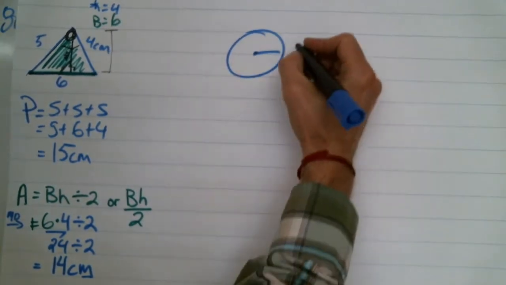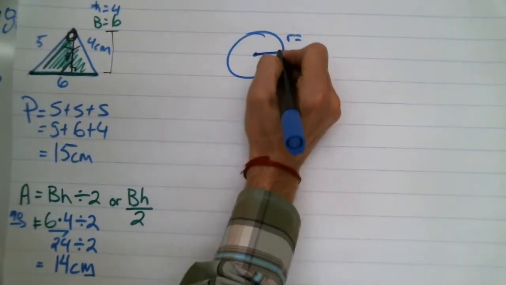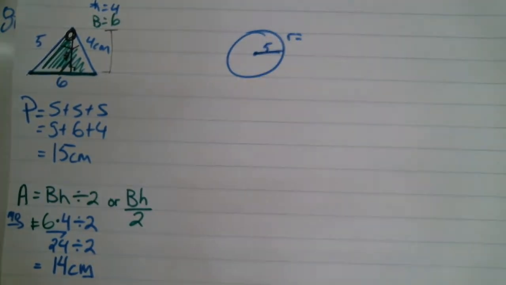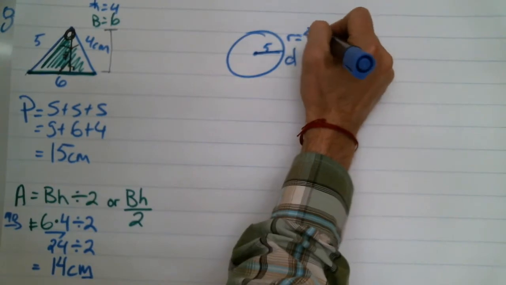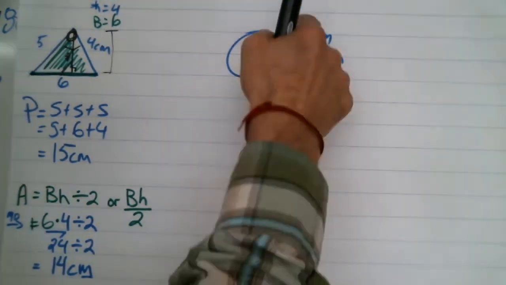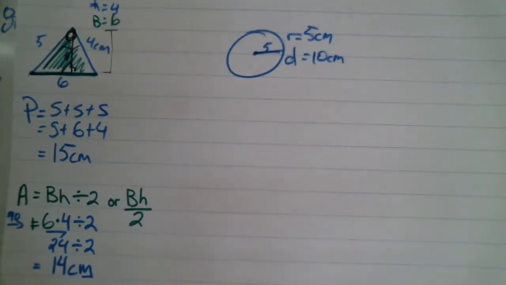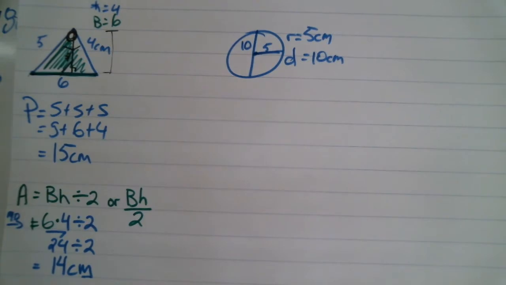First thing is, a radius is half of the diameter. So if my radius is 5 centimeters, my diameter is going to be 10 centimeters. I want you to get into the habit of writing your radius and diameter down. You can even draw one in if it makes it easier for you. This becomes really important in grade 8 when things get a little more complicated.